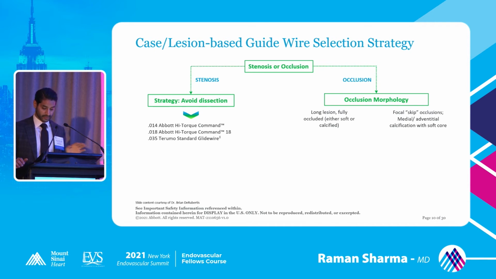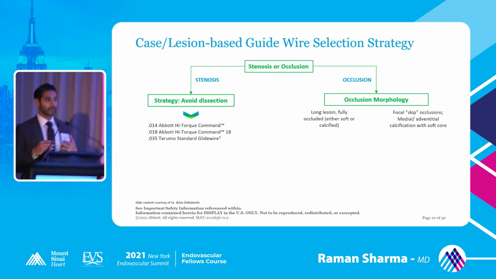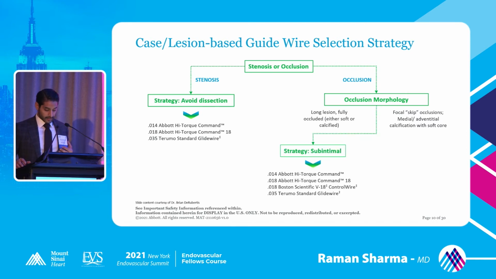Occlusions can also differ in their morphology. You can have a very, very long lesion that is entirely occluded. We see this very often where you have a proximal SFA CTO that reconstitutes in the early P1 segment, or you can have lesions that throughout the course have small focal areas of reconstitution and full occlusions.